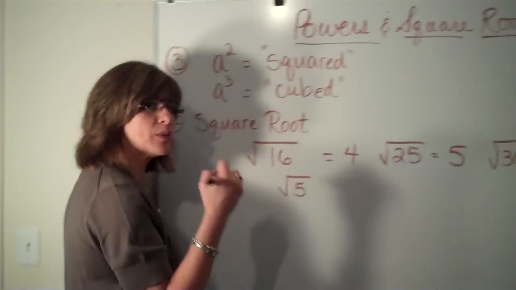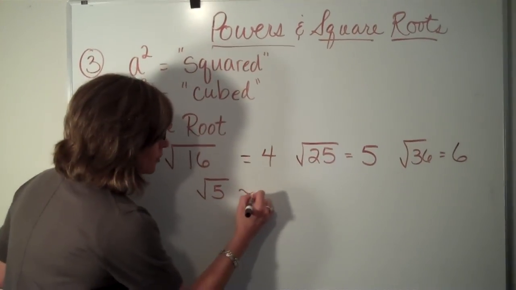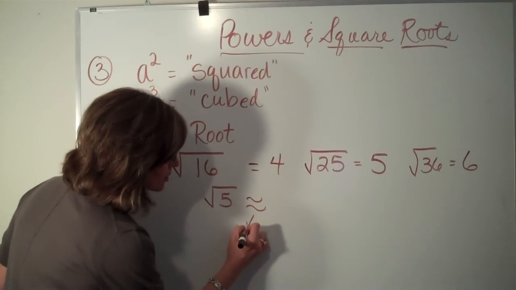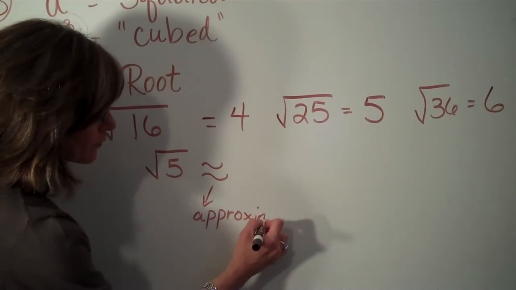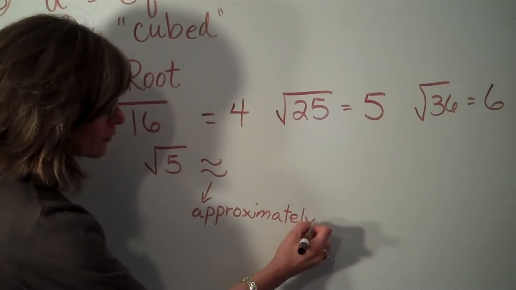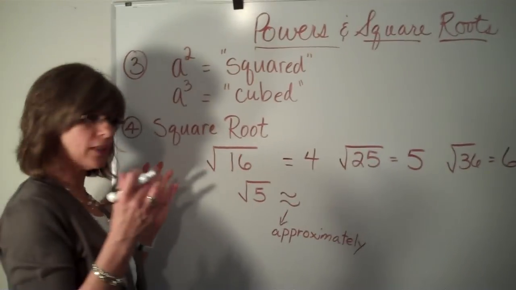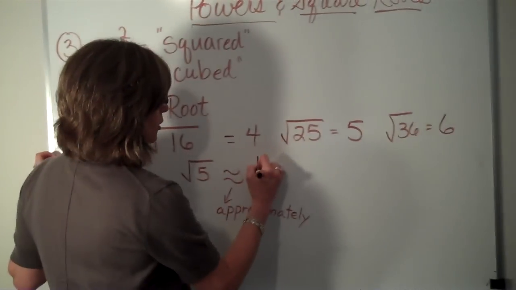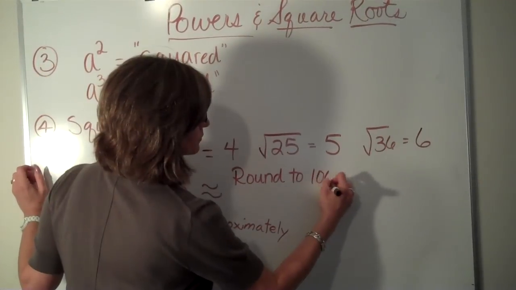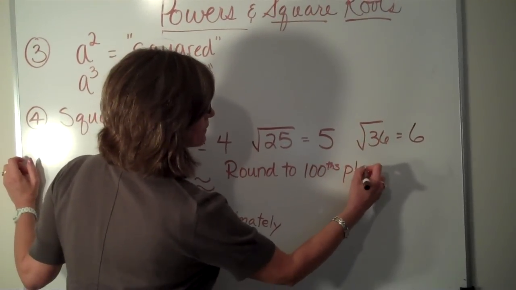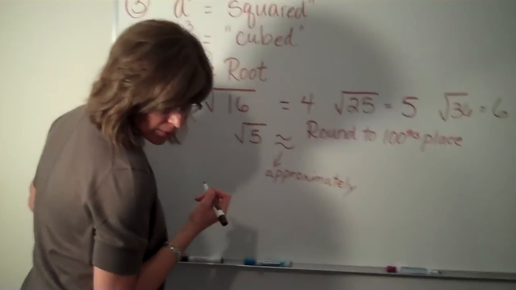So what you're going to do is do that on your calculator. And you use the square root button, and then you're going to put these 2 squiggly lines next to your answer, which means approximately. Approximately, and then your answer, because you're going to have to round it. For our purposes, you will always round to the hundredths place. That's Mrs. Gumas' rule. That's not everybody's rule.